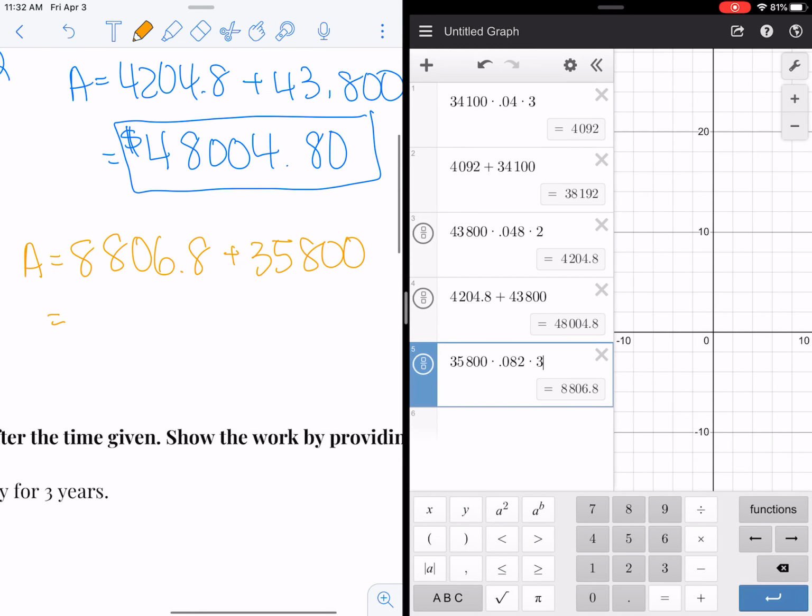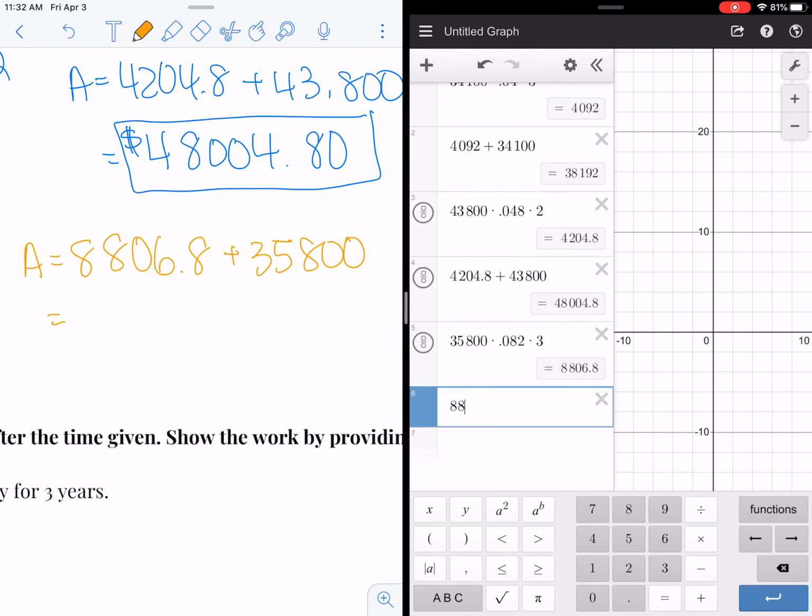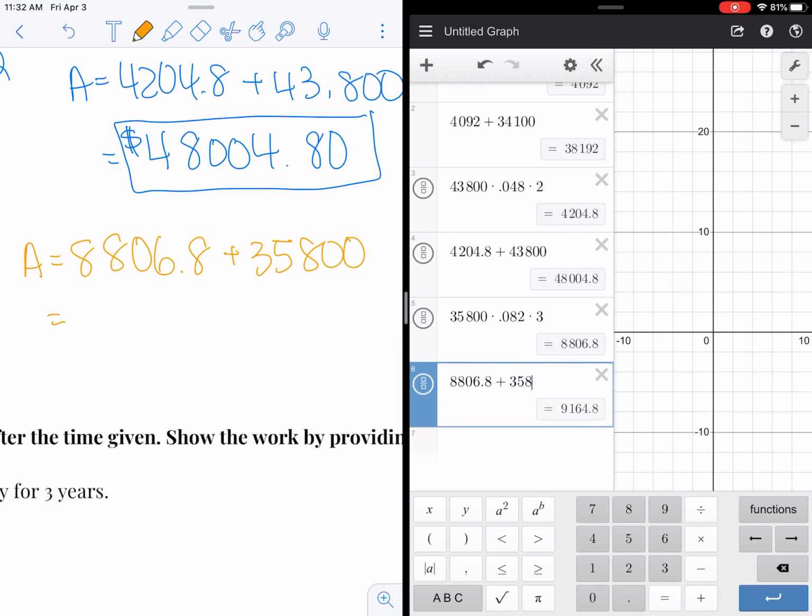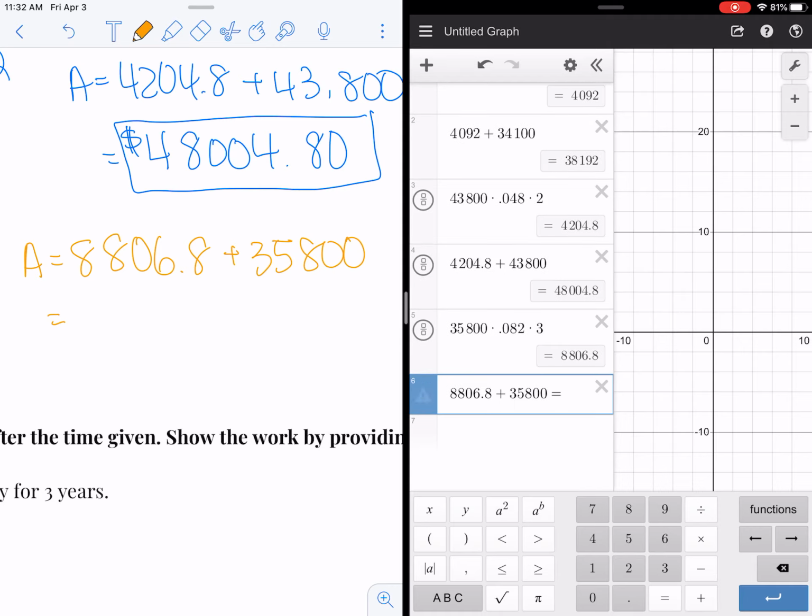And then going back to my Desmos, 8806.8 plus 35,800. And that would give you 44,606.8.